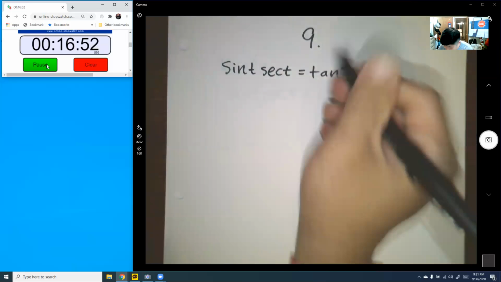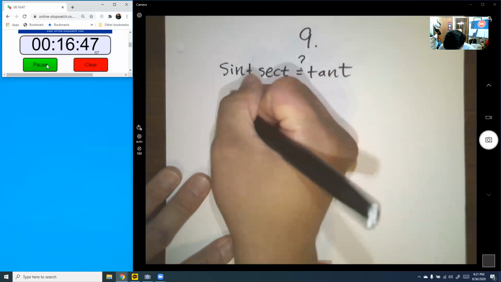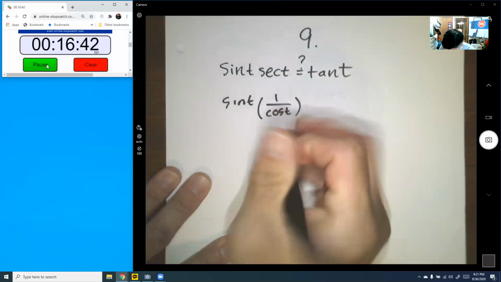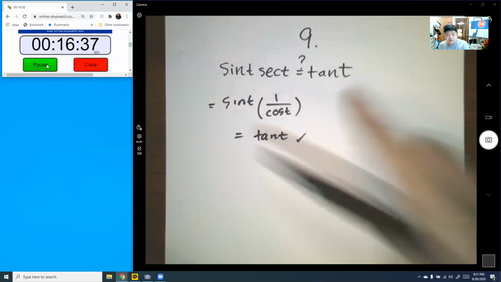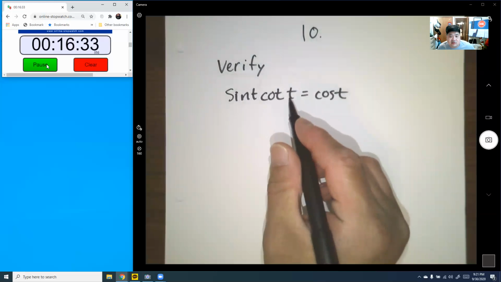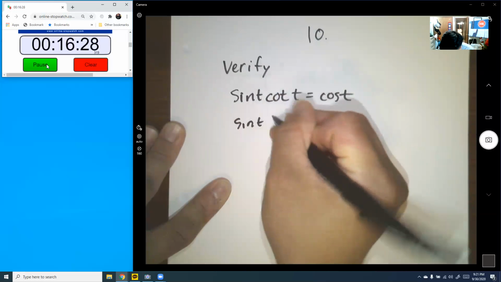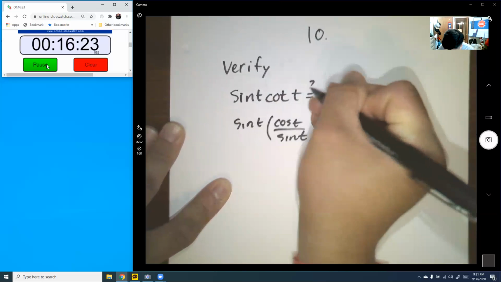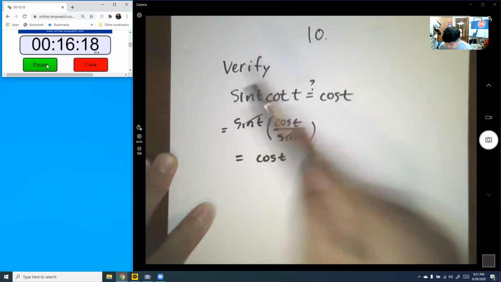All right, let's verify this. Does sine of t times secant of t equal tangent of t? Well, secant of t is 1 over cosine of t, and then sine of t over cosine of t is tangent of t. So yes, that is equal to tangent of t. All right, let's verify this one. Sine of t times cotangent of t, does that equal cosine of t? Well, cotangent of t is, well, cosine of t over sine of t. All right, and so the sine of t's divide out, and this is indeed equal to cosine of t.